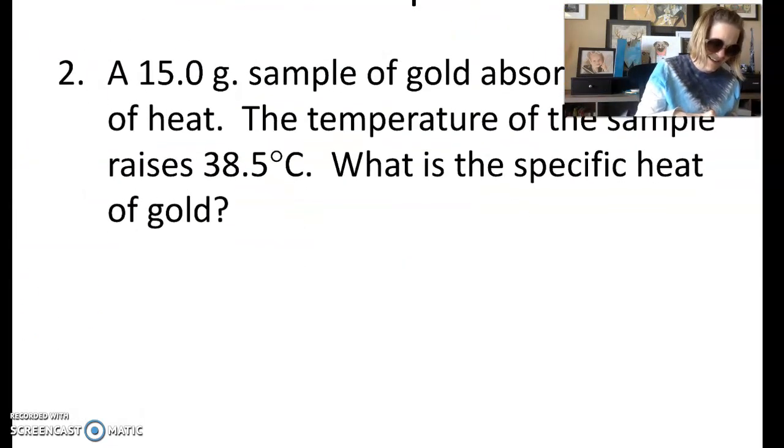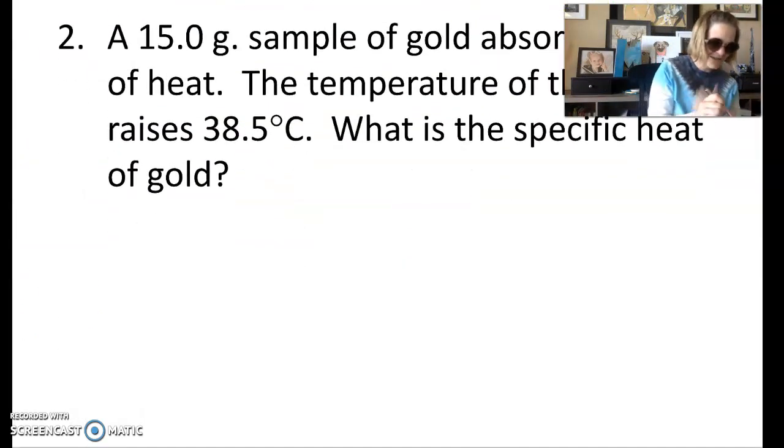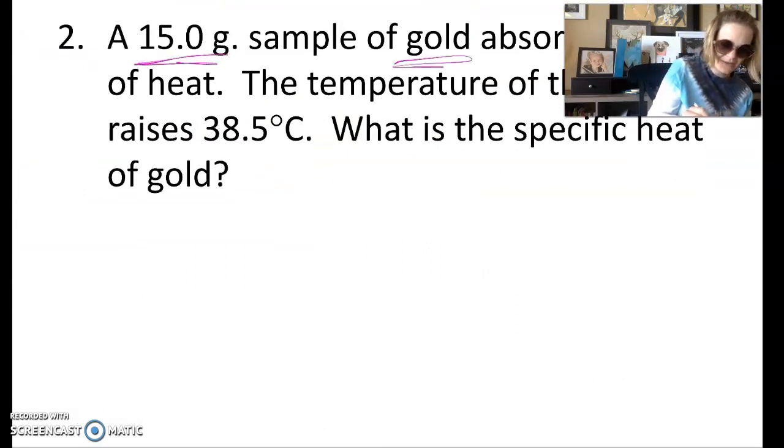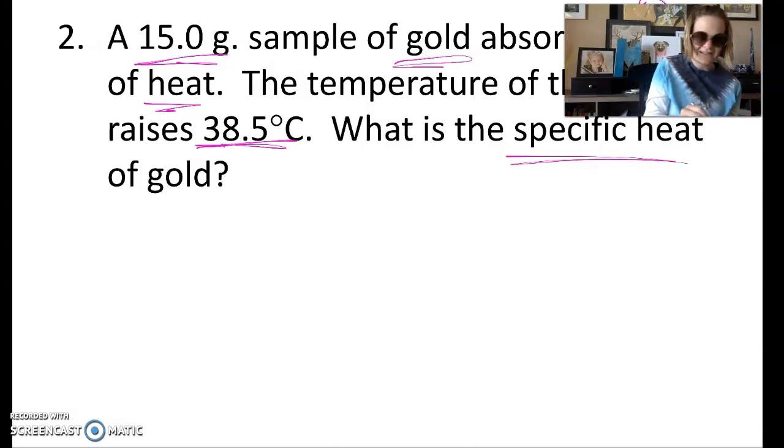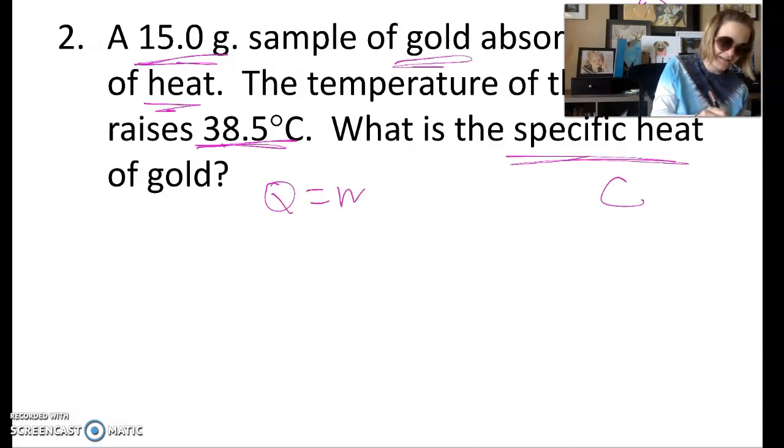Here we are. Next one, we've got a 15 gram sample of gold and it absorbs this much heat. So that's Q. And the temp changed by 38.5. This is asking us to solve for C, the specific heat. So here's our equation again.